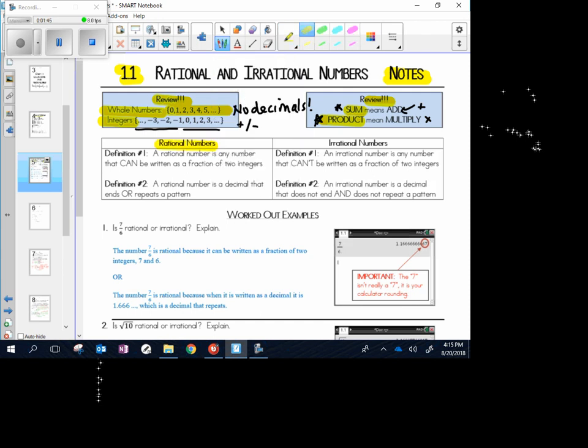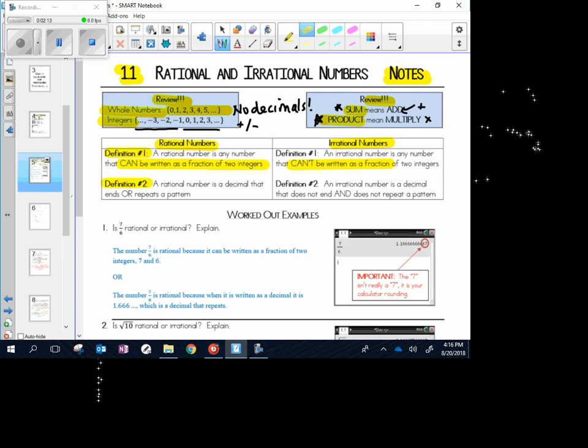So rational numbers have a couple different ways of defining them. I wrote two definitions here. A rational number is any number that can be written as a fraction of two integers. So if it can be written as a fraction, it's rational. Opposite of that, irrational numbers can't be written as a fraction. Makes sense because the ir part means not.